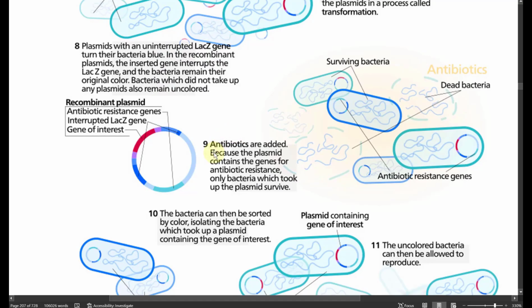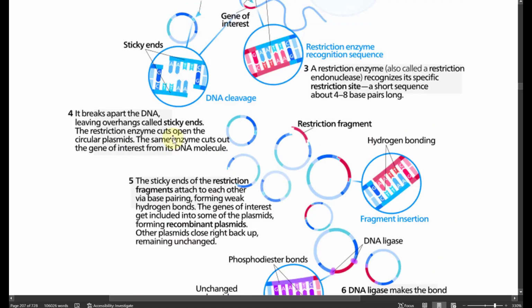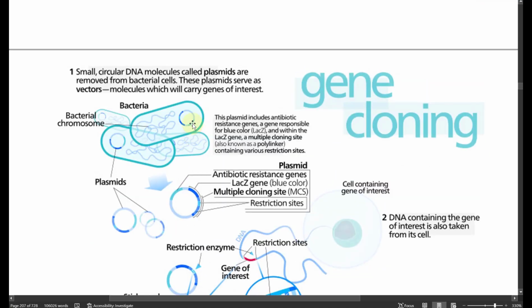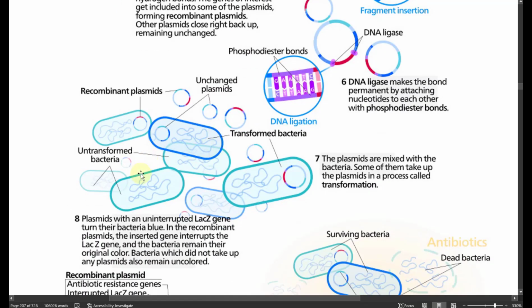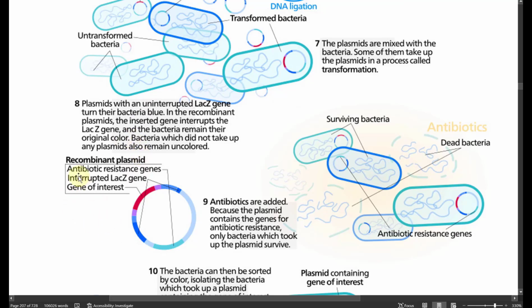So now let's look at step 9. Antibiotics are added, and these kill the bacteria. So what we have is because the plasmid contains the genes for antibiotic resistance. So remember right here, we had this recombinant setup, or the plasmid itself had an antibiotic resistance gene over there, as well as some multiple cloning sites and the LACZ gene for the blue color. So going back here, now this is the recombinant plasmid. So we have antibiotic resistance genes right here. That's the antibiotic resistance gene in this recombinant plasmid.